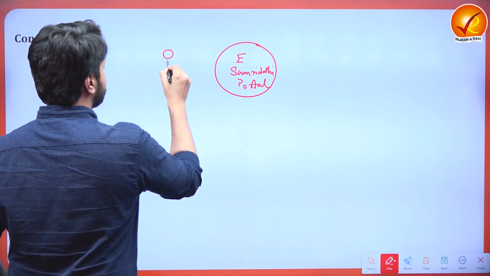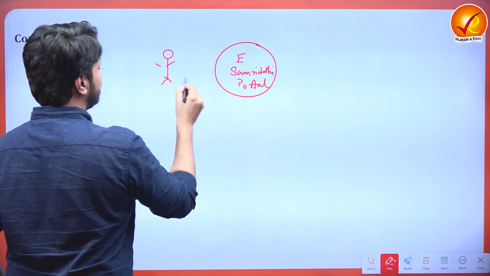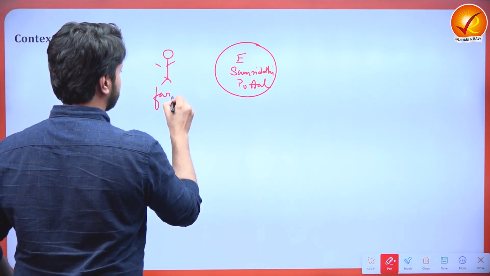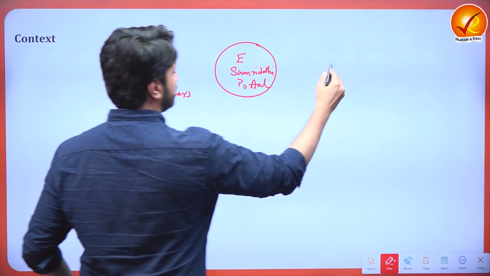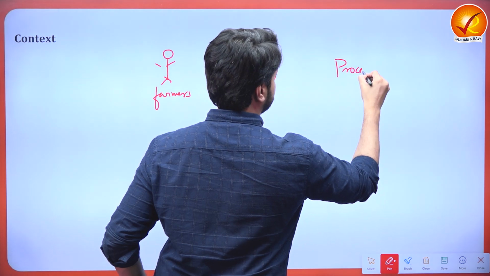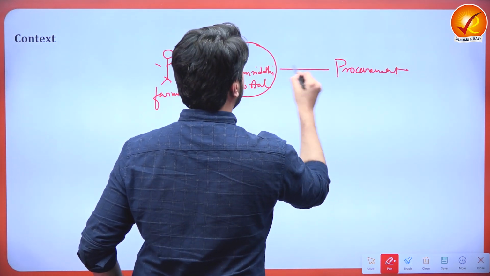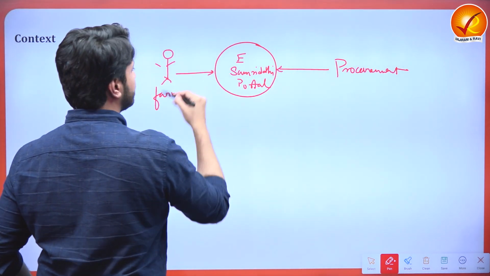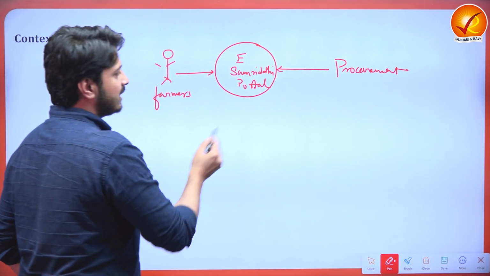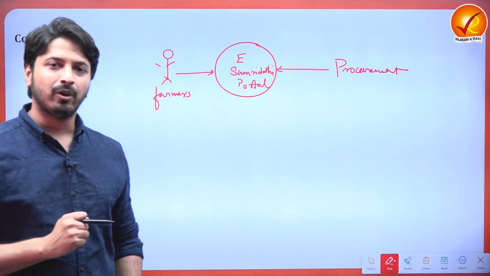Basically, this e-Samriddhi portal tries to link the farmers and the procurement agencies in a unified platform. So both the farmers and the procurement agencies are registered on the e-Samriddhi portal.